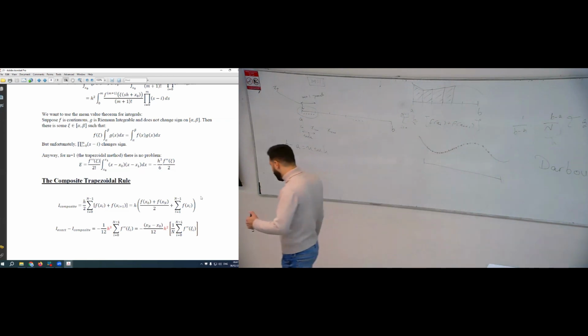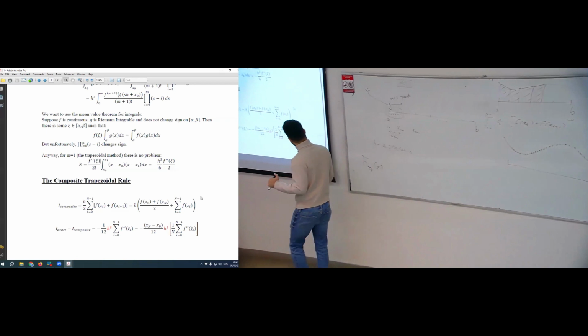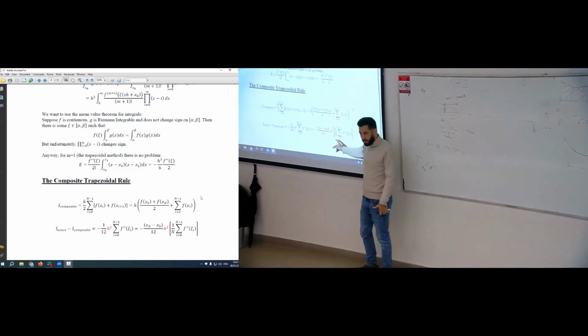Okay? So I can say that this is the average of the function plus some correction, which is small if n is big. Okay?